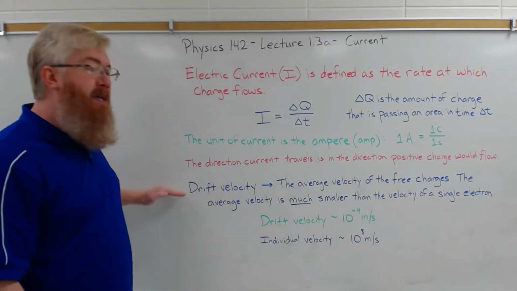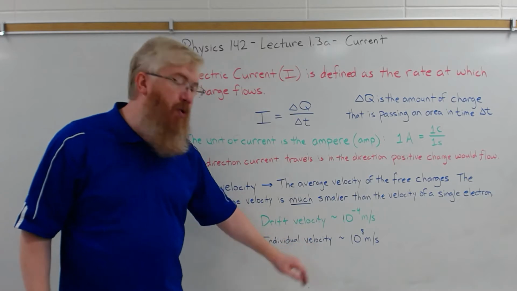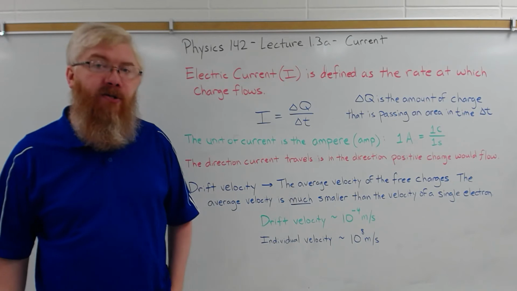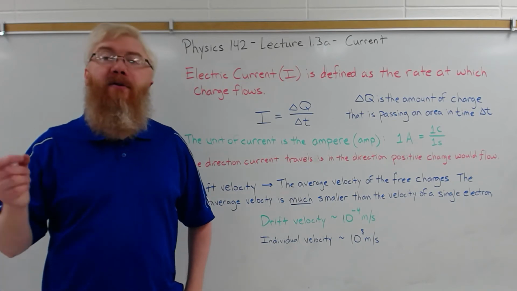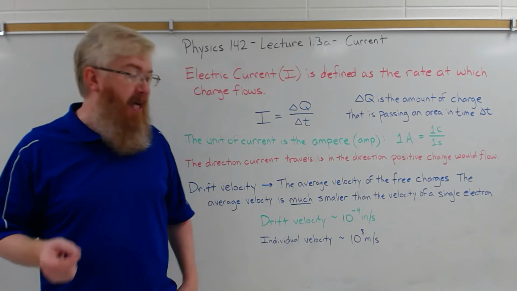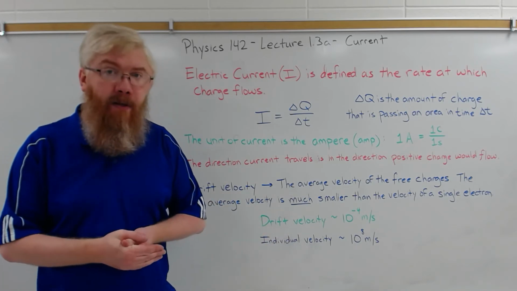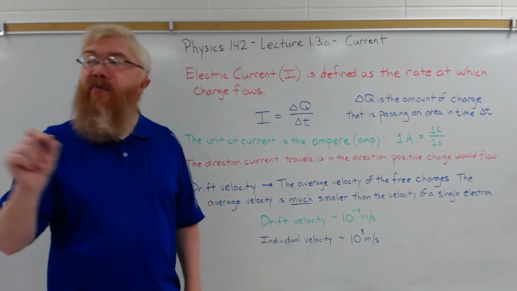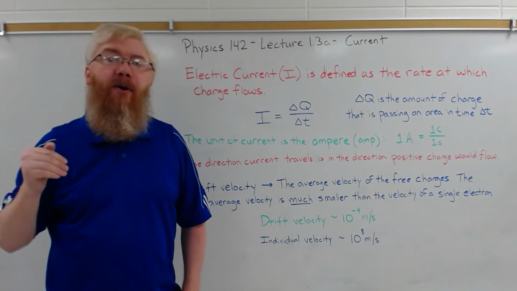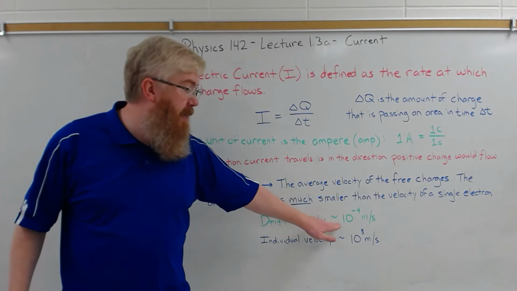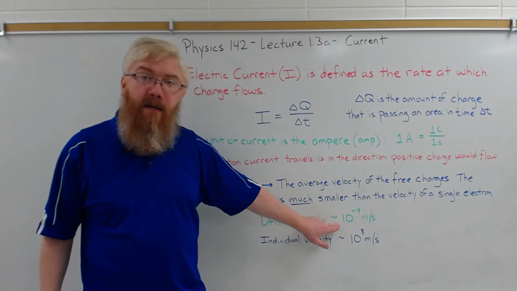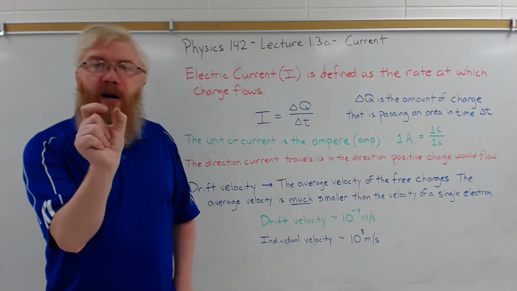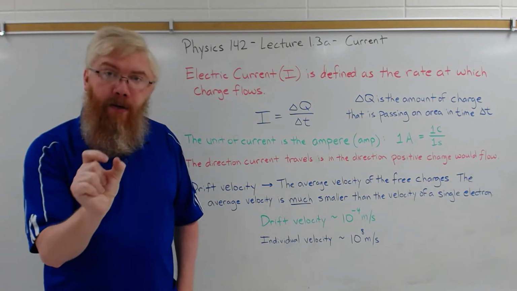Now, in a conductor, while the individual electrons are traveling ridiculously fast, upwards of 10 to the 8 meters per second, and to remind you, the speed of light is 3 times 10 to the 8 meters per second, so that's up to 1/3 of the speed of light. The drift velocity, when you think about the current flowing in the wires from your power plant to your house, the speed of those electrons is about 10 to the minus 4 meters per second. That means it takes 10 seconds for an electron to go an average of a millimeter in a wire.